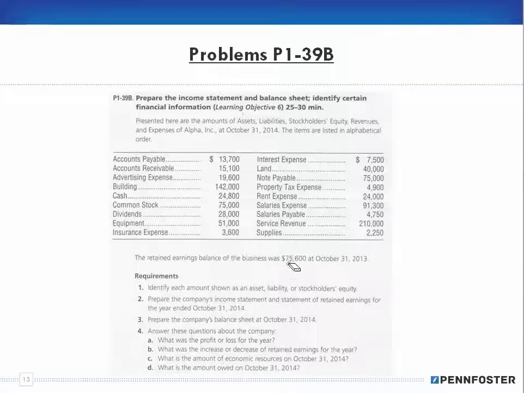So let's see here, erased all of this. Okay, so now the requirements are we're going to identify each amount shown as an asset, liability, or equity. Okay, notice it didn't say revenue or expense. It just says assets, liabilities, or equity.